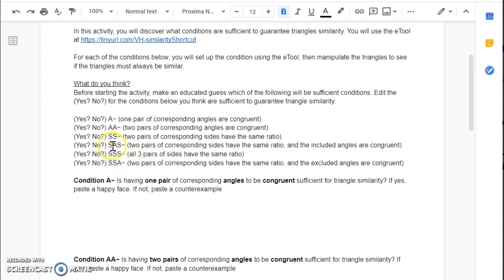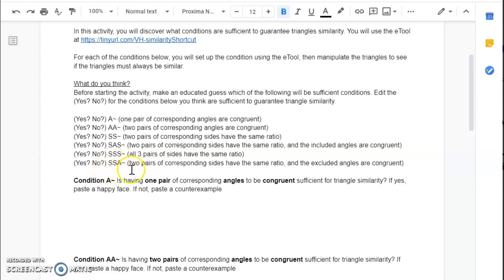Okay, so this SAS is where the included angle is congruent. SSS is where all three pairs have the same ratio, and SSA is where two pairs of corresponding sides have the same ratio and the excluded angles are congruent. Remember, this was the one that was excluded in congruence because there were two different situations you could create that were not congruent. And that's also the donkey theorem, a bad word we don't say.